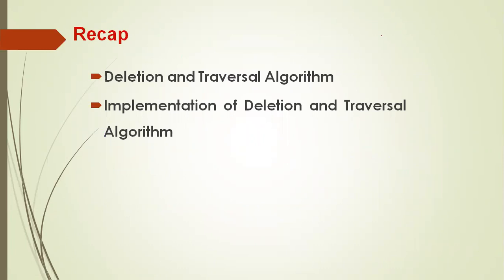In our last class, we discussed two commonly used operations associated with an array. One is the deletion algorithm, which removes an element from the kth position in an array, and the other one is a traversal algorithm, which accesses each element of the array exactly once and performs some common operation. We also studied how the programs for these two algorithms have been implemented using C.